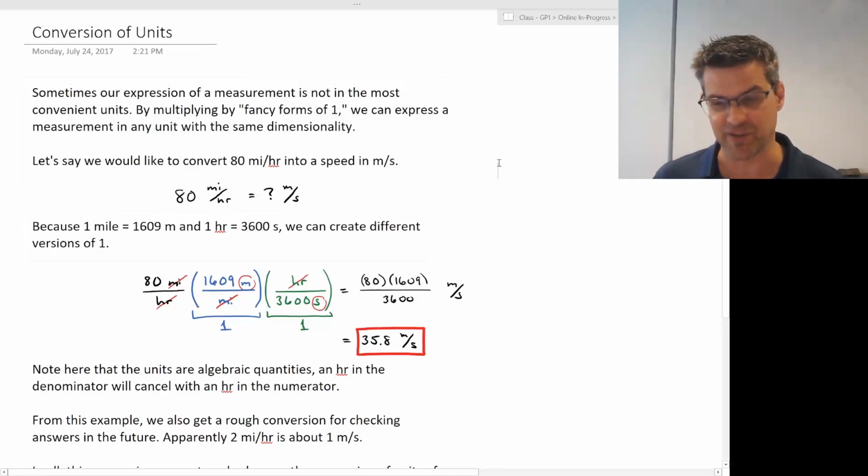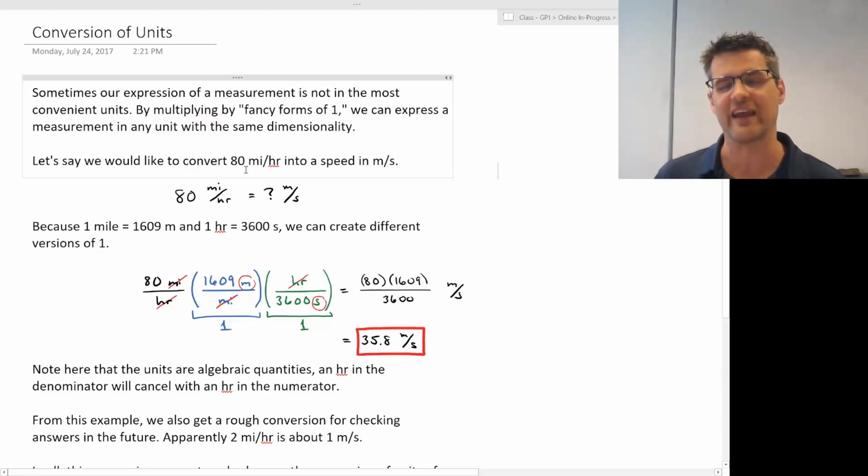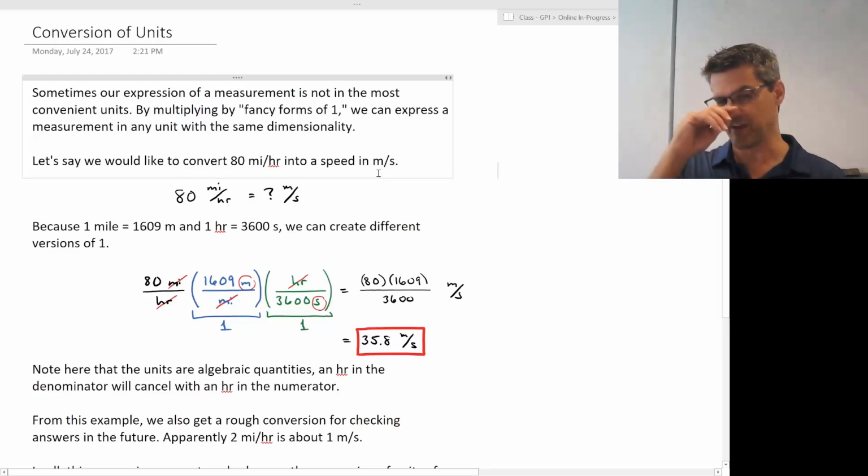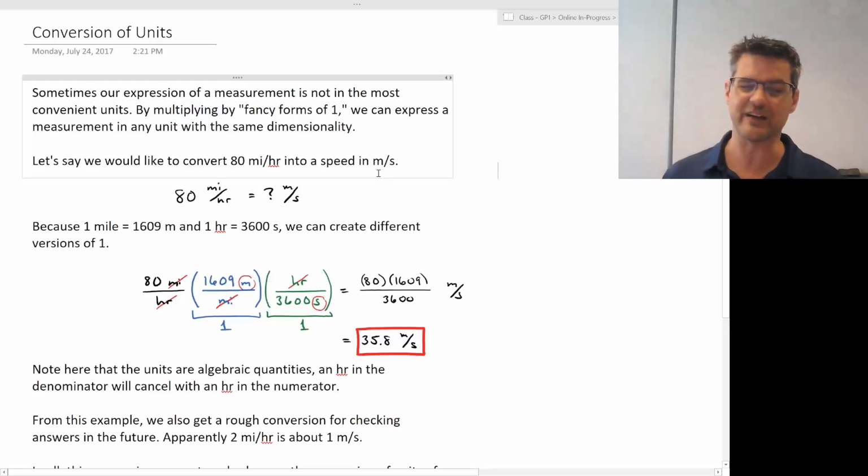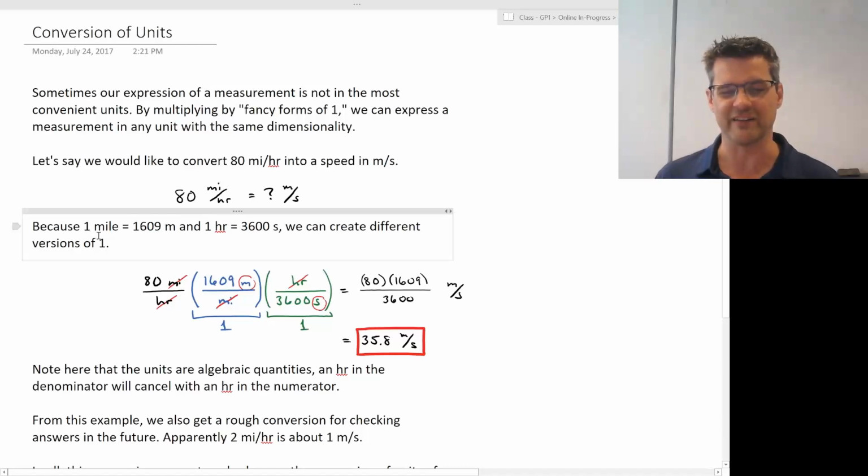In this example that you see here, I want to convert 80 miles per hour into the same speed, only expressed in meters per second. Miles per hour might be what I know from my car. Meters per second is something that's going to be useful in this class. So the way that I can do this is to recognize that 1 mile is the exact same thing as 1,609 meters.